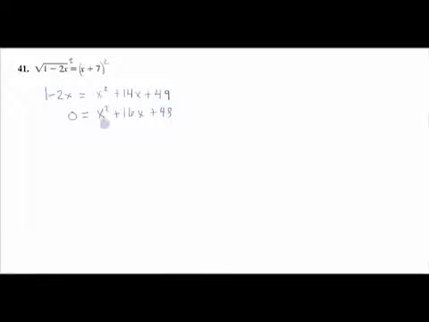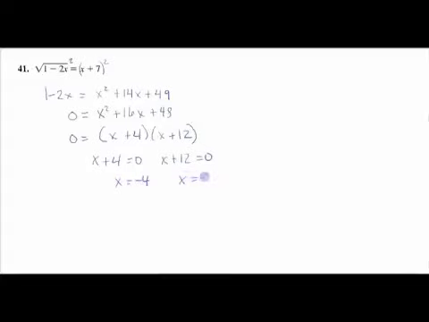Now I need to factor this trinomial. Factoring this trinomial, I get x plus 4 and x plus 12. So that gives me x plus 4 equals 0 and x plus 12 equals 0. So x equals negative 4 and x equals negative 12.